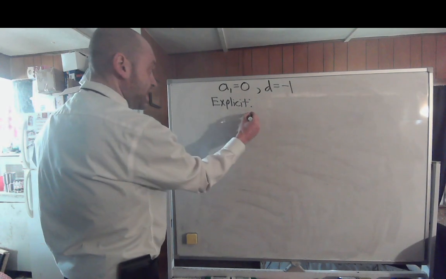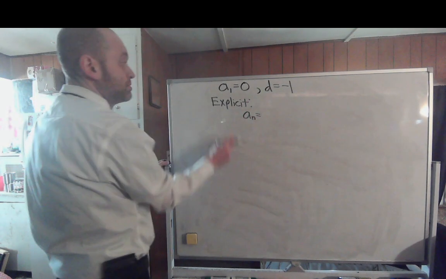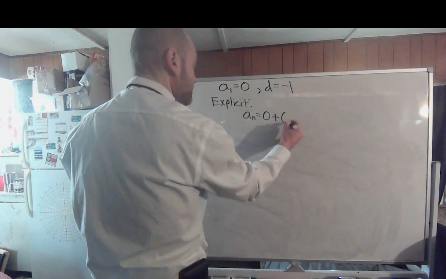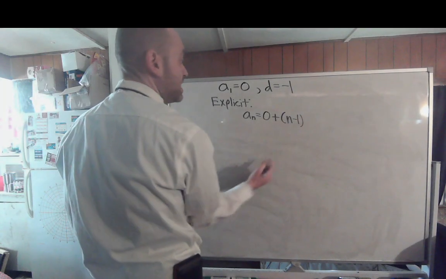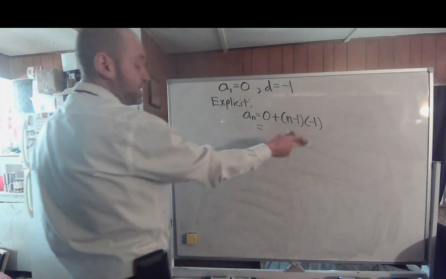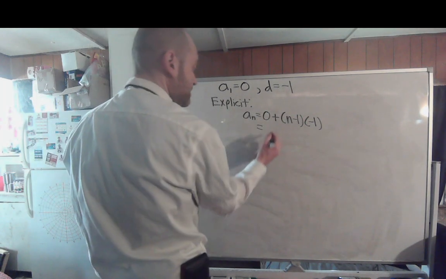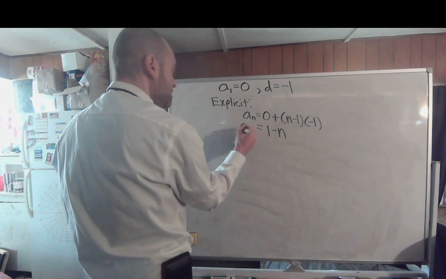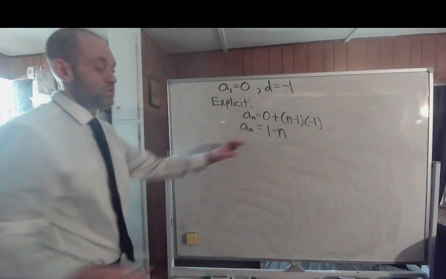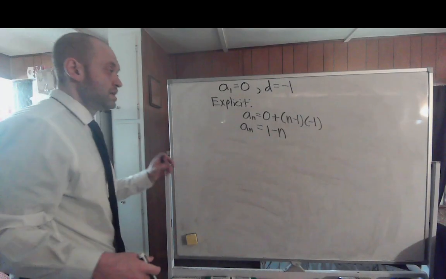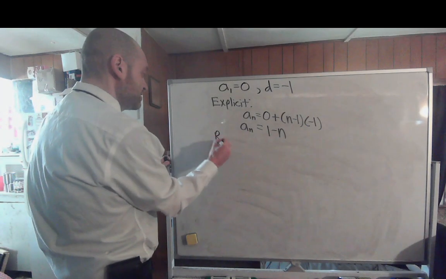So that's where a sub n equals your a sub 1, which in this case is 0, plus the quantity of n minus 1 times your difference of negative 1. Well, 0 plus anything is that anything. This would end up equaling 1 minus n. So a sub n equals 1 minus n. Okay, that's not so bad. But let's find the recursive.